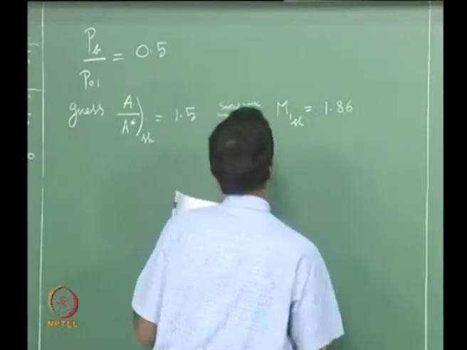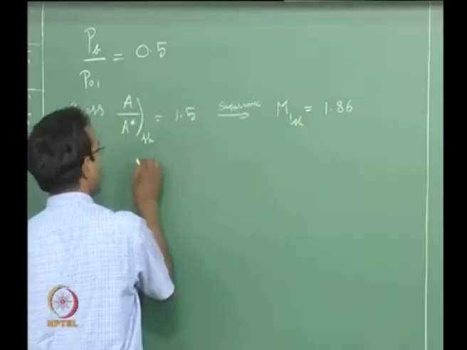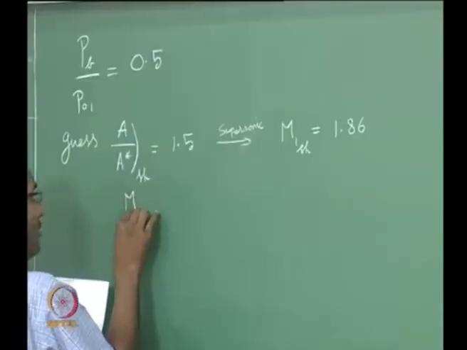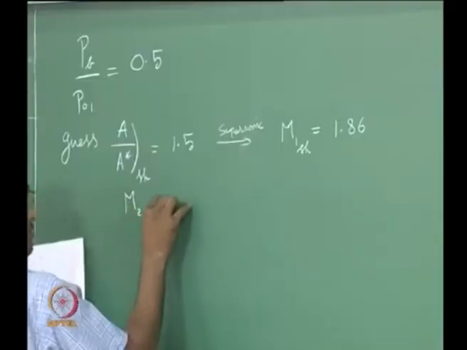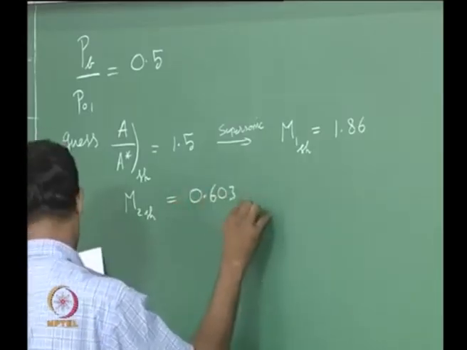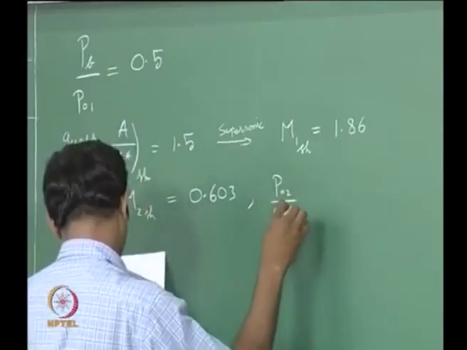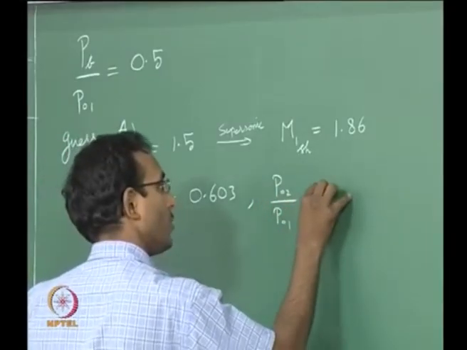Now I take this number and go to the normal shock tables, and that is going to give me M2 shock as 0.603 and P02 by P01 is 0.786.